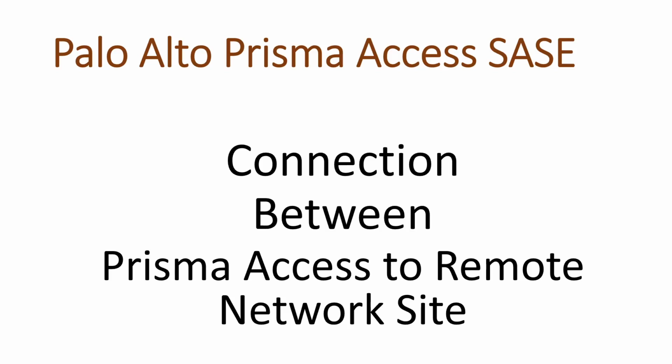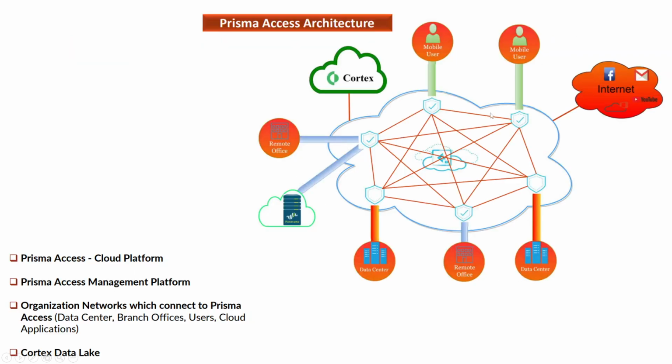And in this video, I will demonstrate how we can create an IPsec tunnel between Prisma Access and a remote network site. This cloud is Prisma Access, and here we have a remote site. This is a remote network, and this node is known as RNSPN, Remote Network Security Processing Node. So I will be showing you step by step how we can create a tunnel between the remote office and RNSPN.